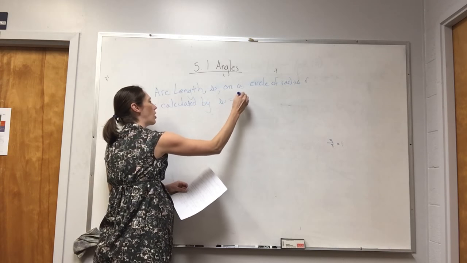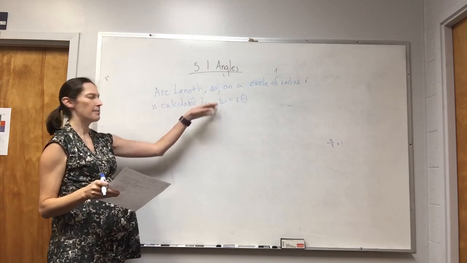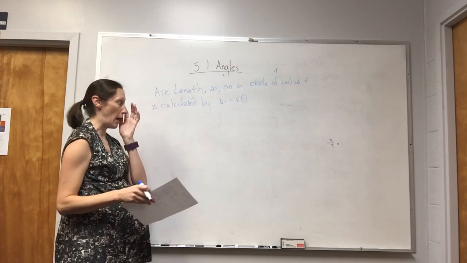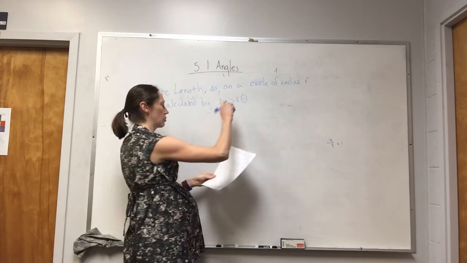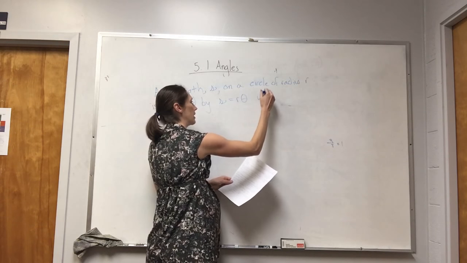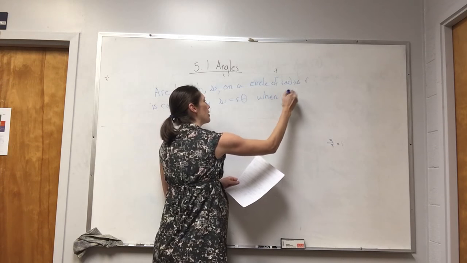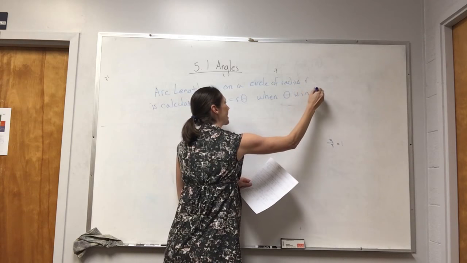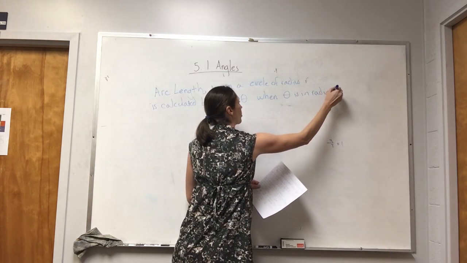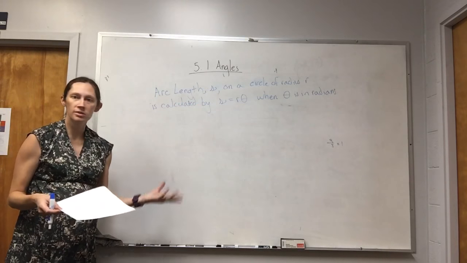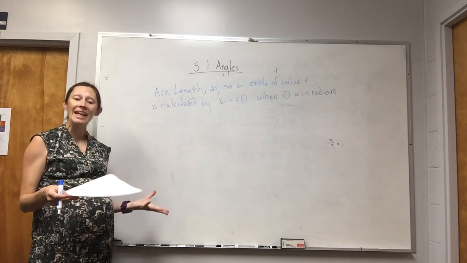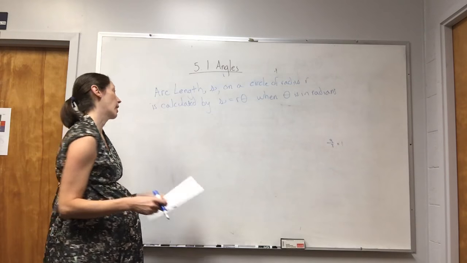S equals R theta. Okay, I make my S's script so they don't start to look like 5s. I really just want that to be an S, not accidentally misconstrued to be a 5. When, and only when, theta is in radians. Okay, so here's another important point. Why aren't we using degrees all the time? This formula doesn't hold for degrees. It holds for radians only, okay?